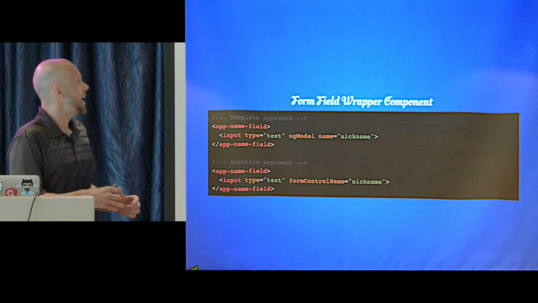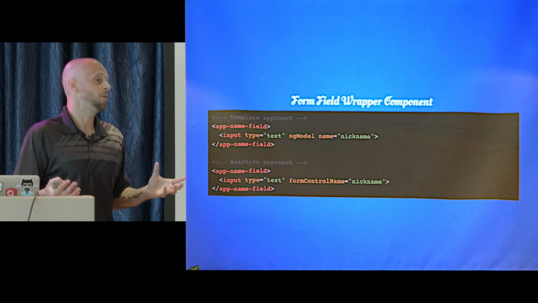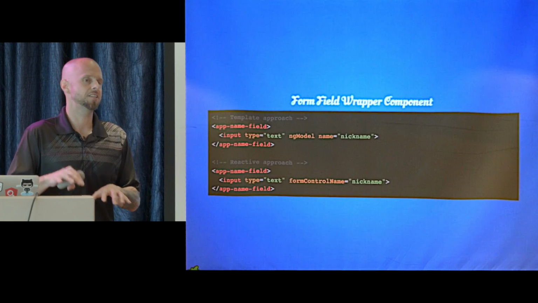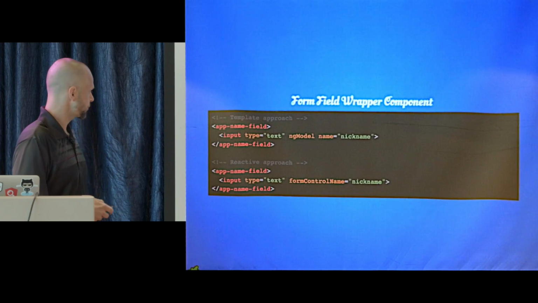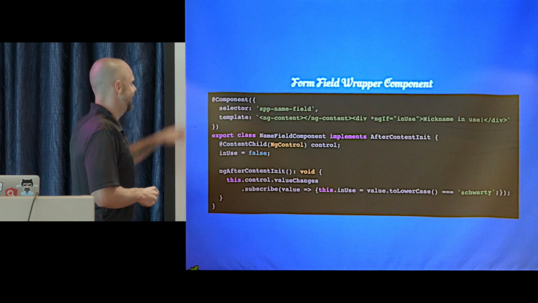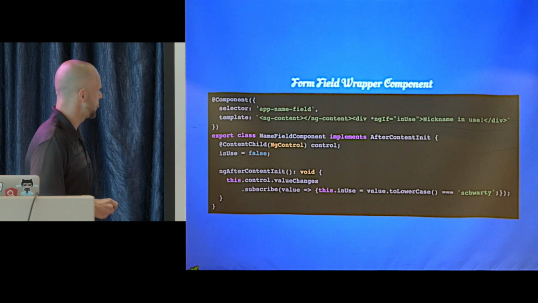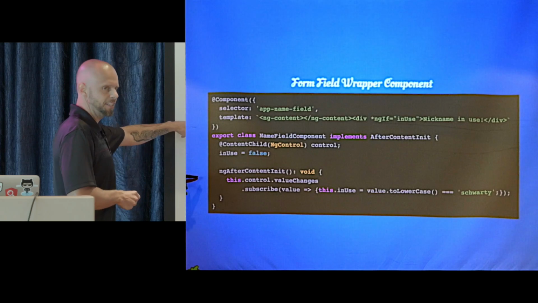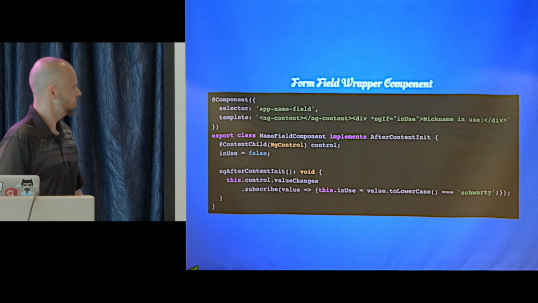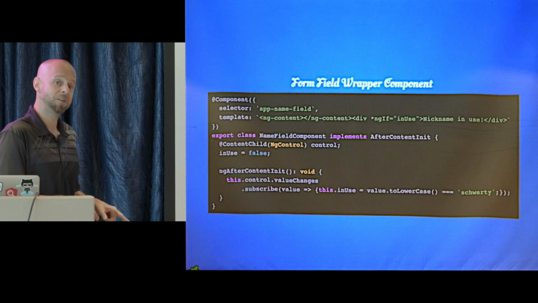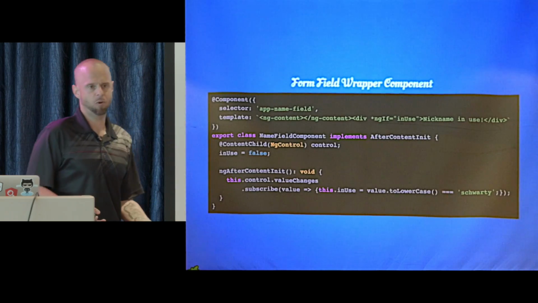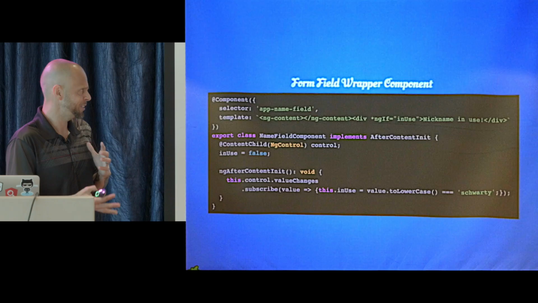Say we want to build a form field wrapper component that we can wrap around an input of type text, and we could display a message as the user changes the data within that input field. Well, within that component, we can make use of content child and query for a ng control. And then in an ng after content init lifecycle method, we can wire up to value changes off of that control. And this worked for both template and reactive. So we just found a way to subscribe to value changes for template forms, which I thought we probably couldn't really do.